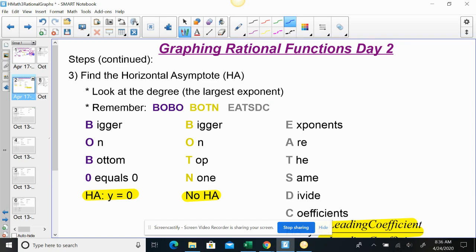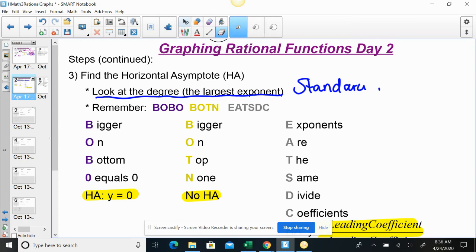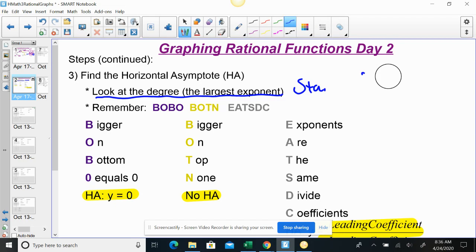Step 3 is a big one, but it's not really. When it is in standard form, if you're looking at the degree, most of the time it's just the original, so not factored form. You want to look at standard form, because we are actually going to be looking at the exponent. I'm not sure why it's erasing, sorry about that, guys. So the exponent is the largest degree.